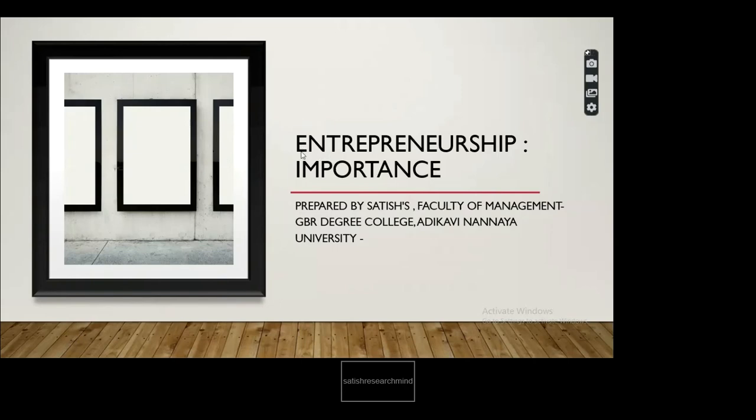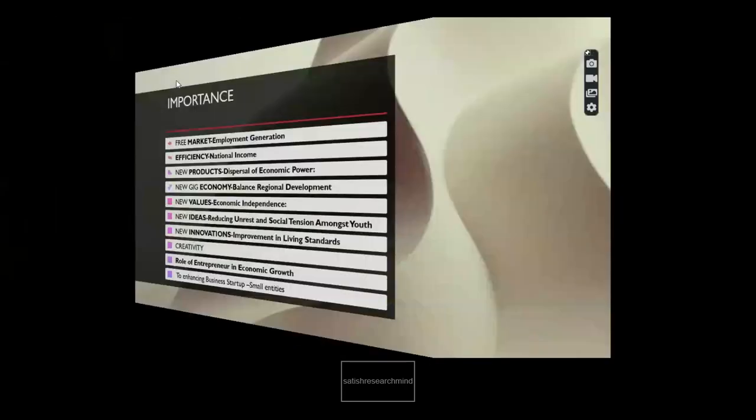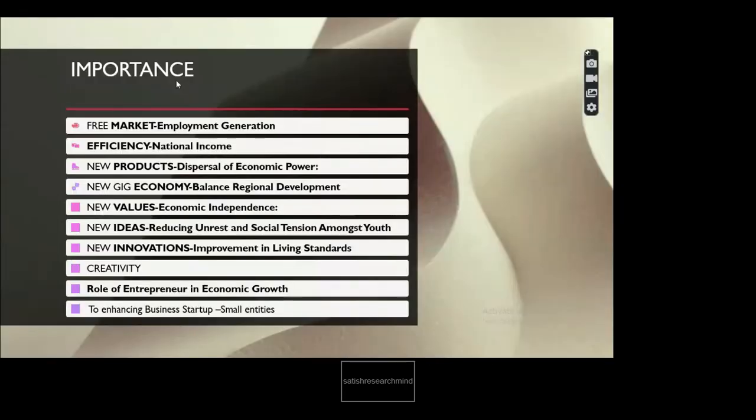Importance is a very essential part of every student's perspective, right? So, what is importance? These are very important issues that come under entrepreneurship.